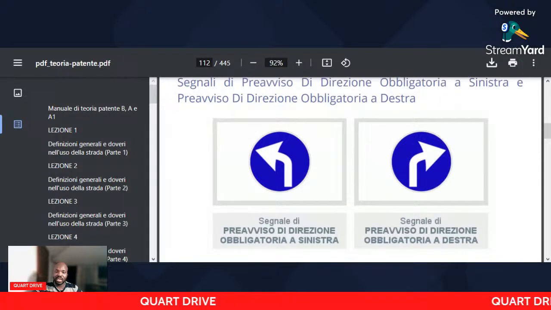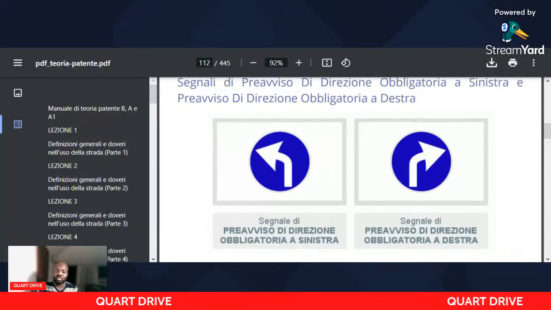So this one here is saying segnale di preavviso di direzione obbligatoria a sinistra e preavviso di direzione obbligatoria a destra. So with these two, one is talking about taking your left hand side and the other one is talking about taking your right hand side. This one is different from the first sign that I showed you. Why is it different? The first one is obligatory to take the left hand side.